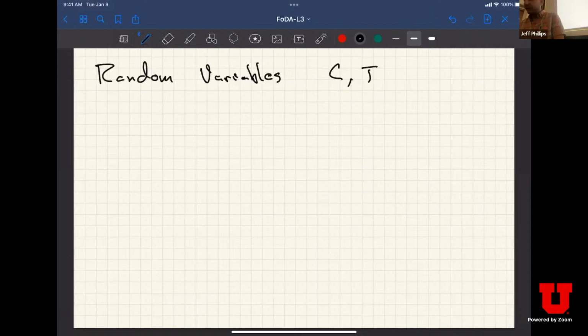We're going to think about these two random variables. And remember, a random variable is mapping the outcome of a random process to a value. The first random variable is going to be C, which represents whether someone has cancer or not. It's going to be 1 if they do have cancer, and 0 if they don't have cancer, right?